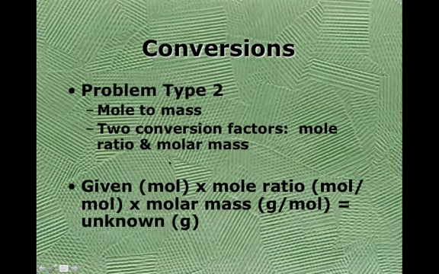Okay, problem type 2 is moles to mass. So you're given moles like we did in the last problem, but instead of stopping at just moles of the second compound, you're going to convert moles into grams. You're going to do one more step. We're going to use our molar mass at the end, convert moles into grams.